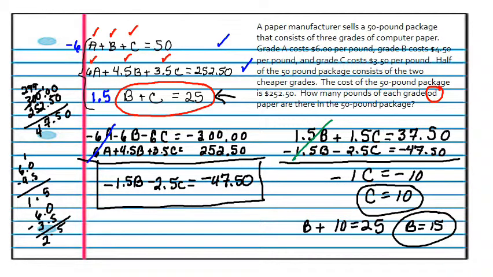Very good. So now we have to go find out what A is. A plus the 25 equals the 50. I just added B to C. Quick minds, that's 25. So A is going to equal, I know you know it, 25. And there we go. We have 25 pounds of A, 15 pounds of B, and 10 pounds of C.